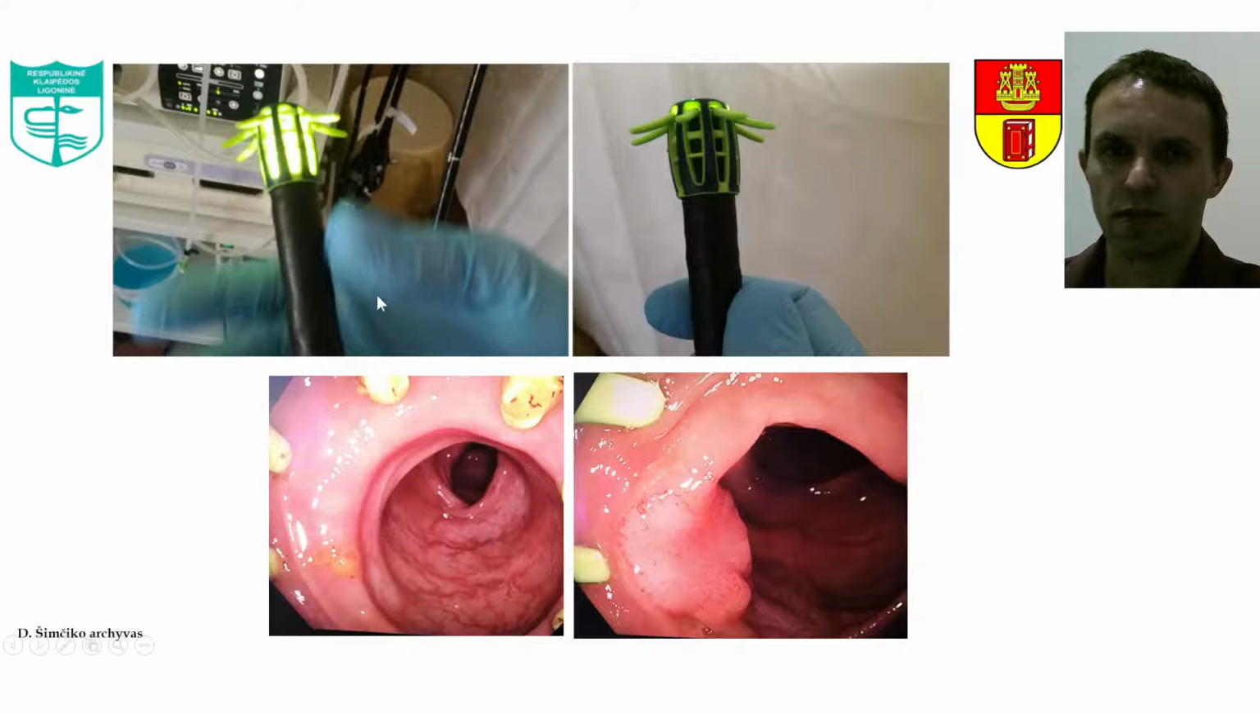This is an example of Endocuff Vision. We put it on the tip of the colonoscope. During the withdrawal, the arms of Endocuff Vision unfold the folds of the colon, and thus it helped us to find this early cancer of 1 centimeter size.